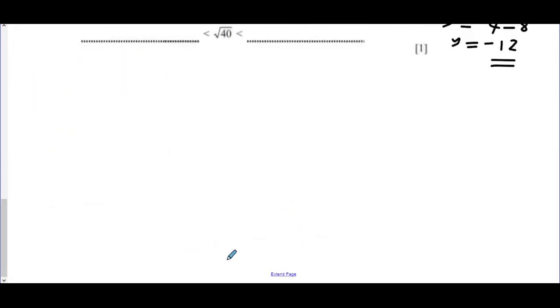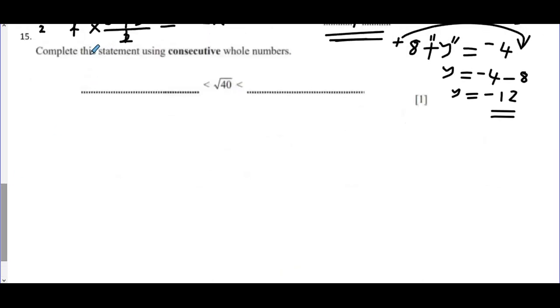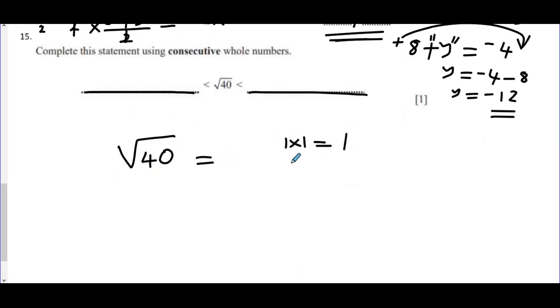Now, let me continue. Complete this statement using consecutive whole numbers: square root of 40. Square root of 40 lies between which two whole numbers? Okay, let us see. Square root of 40 means I have to think of which number, which when I multiply by itself, I'm going to end up getting 40. Let me try starting with say one. One times one, you get 40? No, that is equal to one. How about two? Two times two is four.